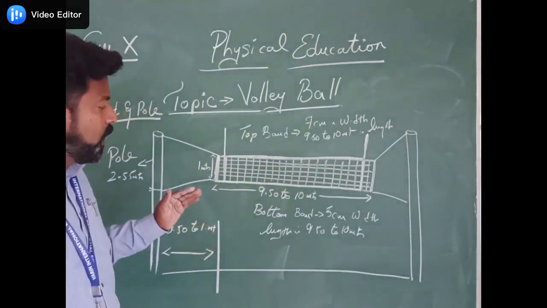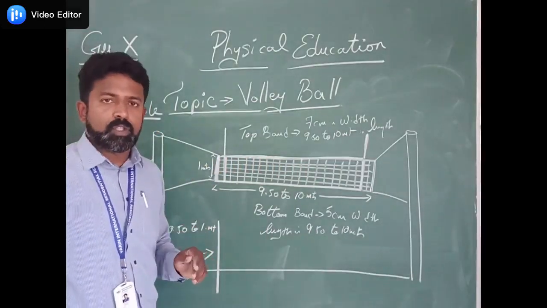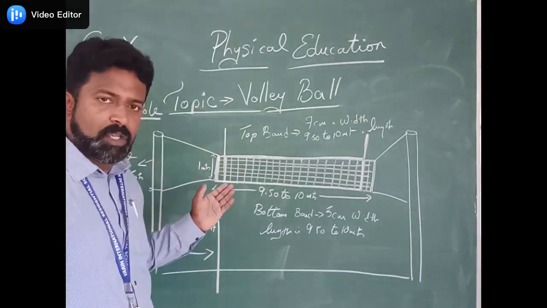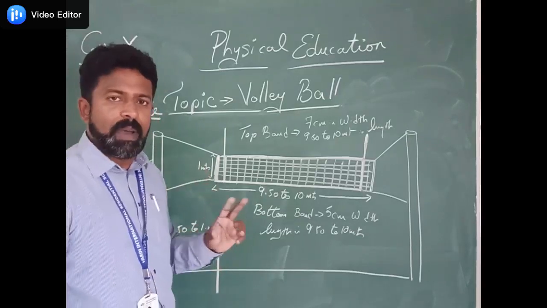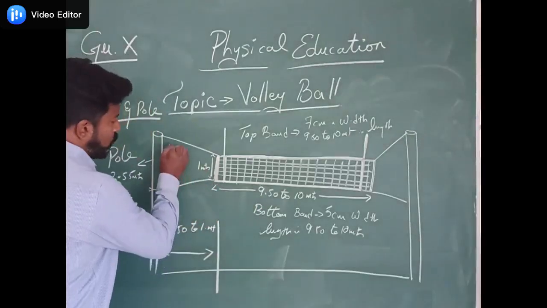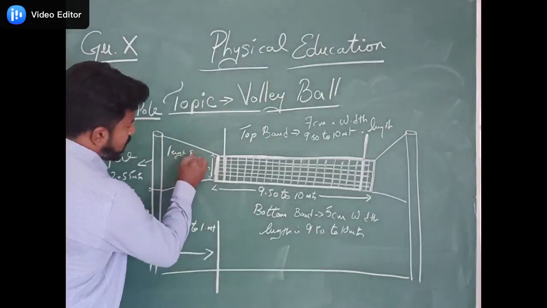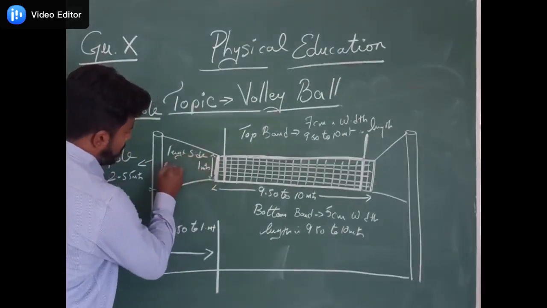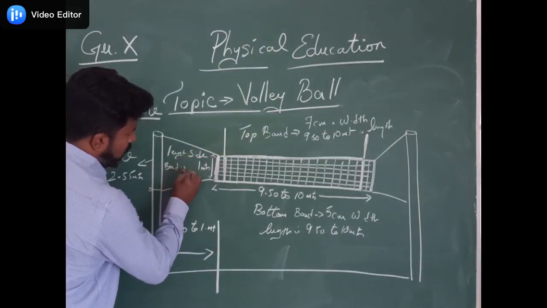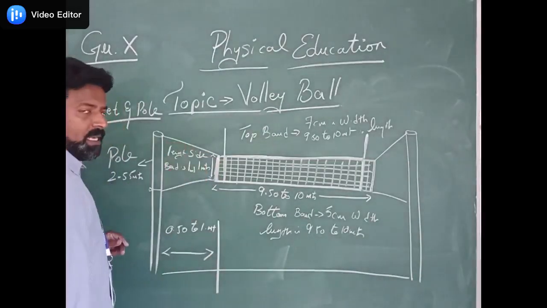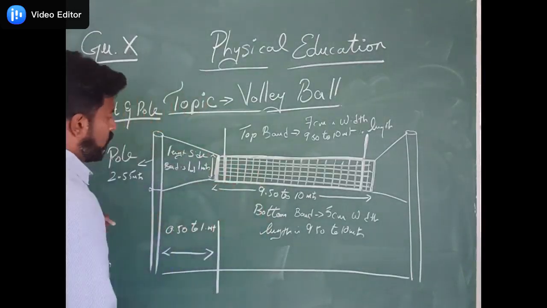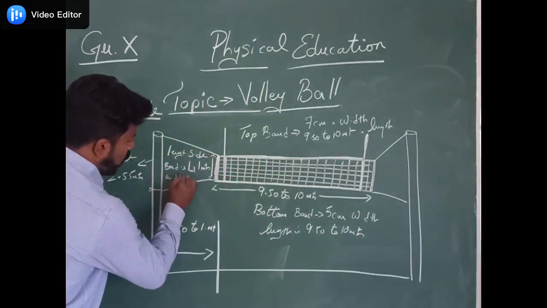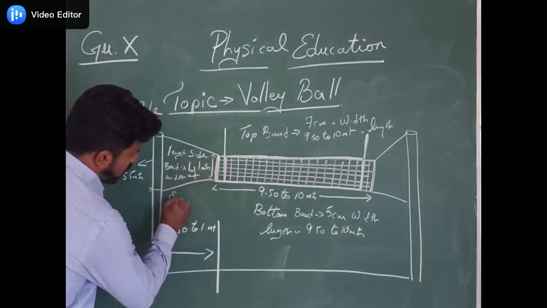So we will be moving on to the side bands. We have 2 sides, so we call them side bands. The length of the side band is 1 meter, and the width of the side band is 5 centimeters.